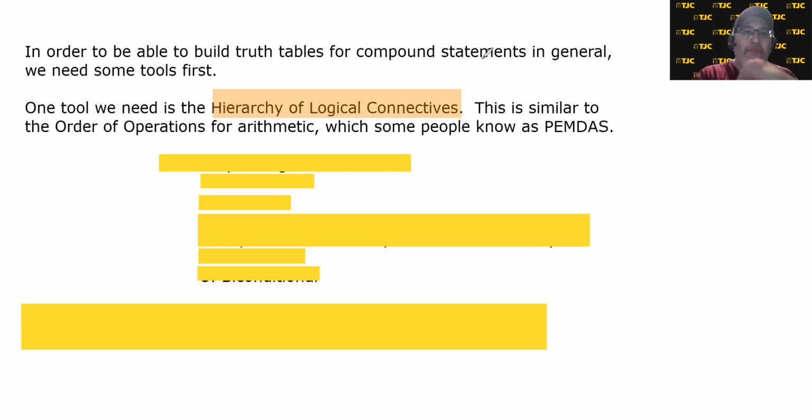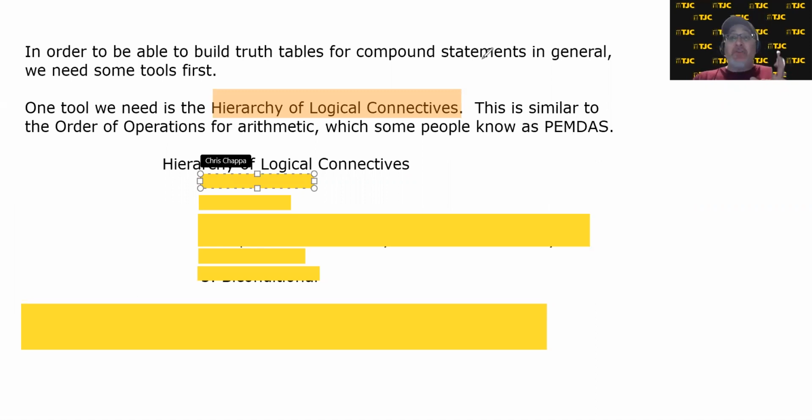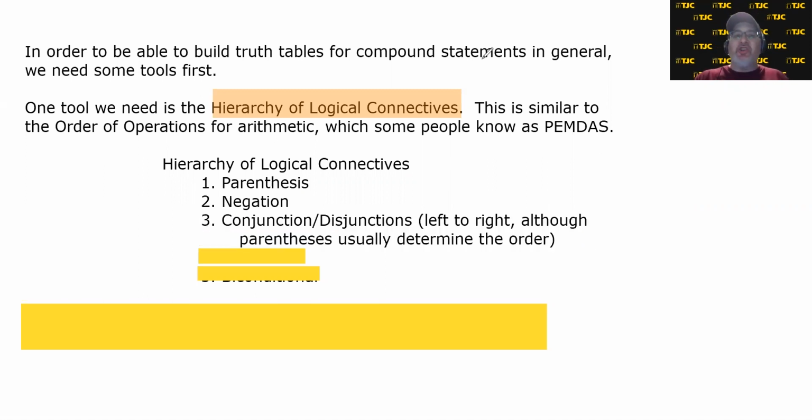Well, there's something similar for logical connectives called the hierarchy of logical connectives. And there are 5 things in that hierarchy. The first thing, which may not surprise you, is parentheses. Anytime you see parentheses, you're going to go inside them first. The second one is negation. The third one is actually a pair: conjunction and disjunction from left to right, although there will usually be parentheses to determine the order. The fourth one is conditional, and the last one is biconditional.